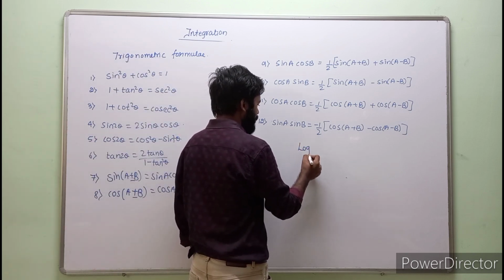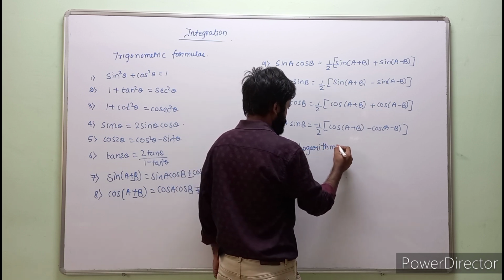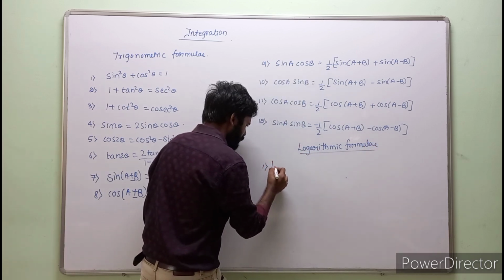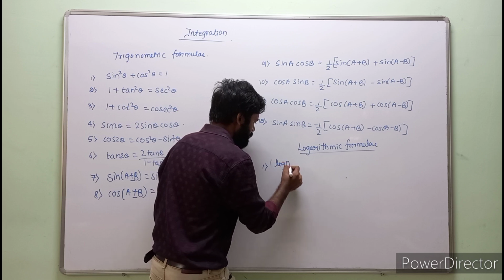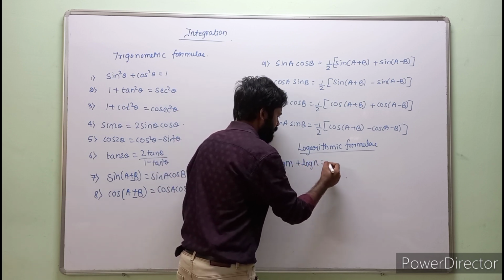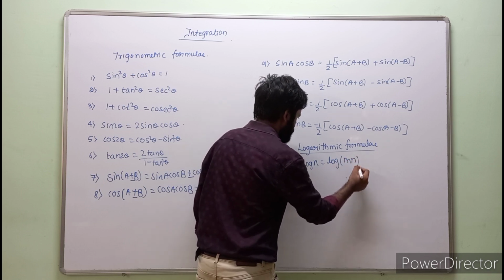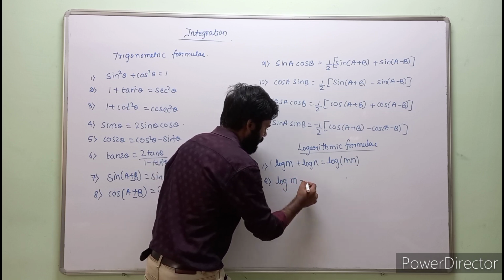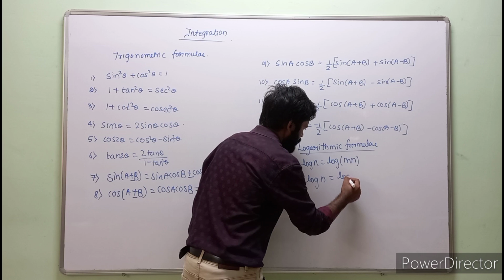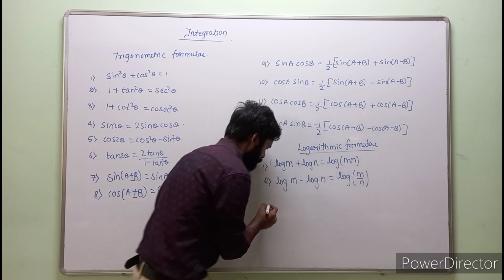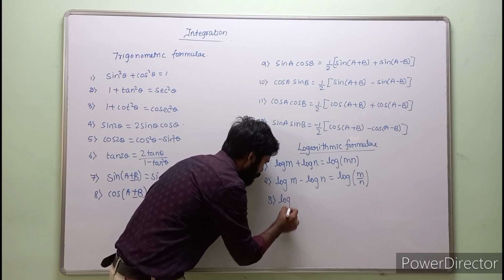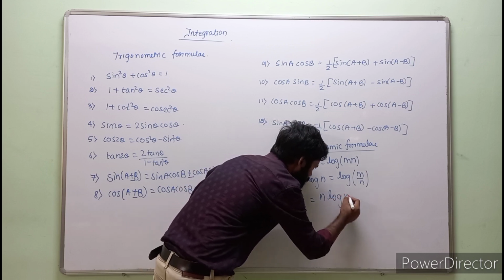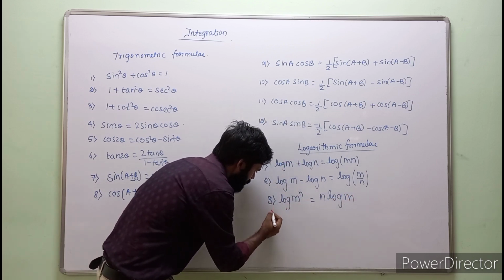Now let's see few of the logarithmic formulae whichever they are used. Okay, first one, log m plus log n is log m into n. Okay, log m minus log n is log m by n. Now third one, log m raised to n is nothing but n log m. I can take this n here, right?